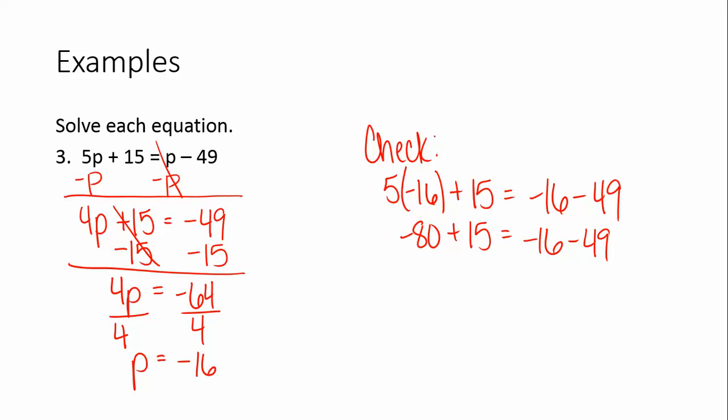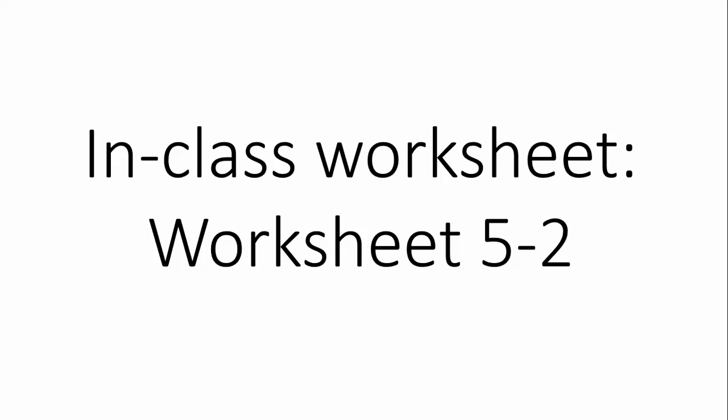So negative 80 plus 15 is negative 65. And negative 16 minus 49 is also negative 65. So you can see that your solution checks out. In class, we'll work on worksheet 5.2.